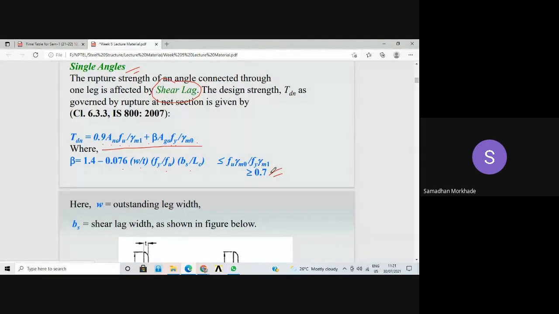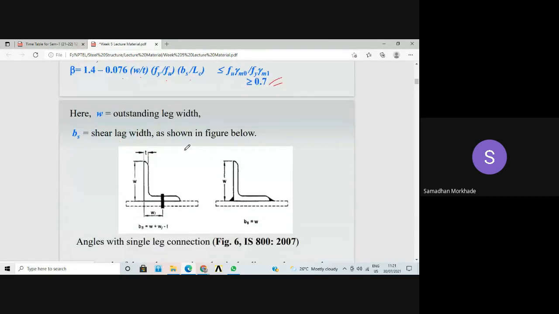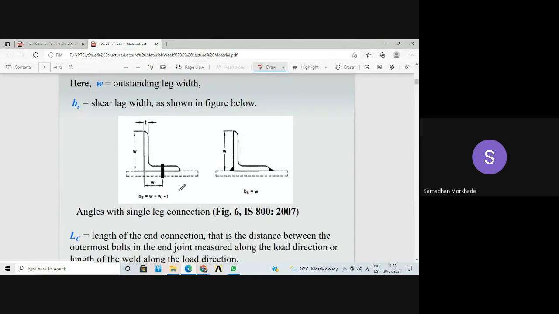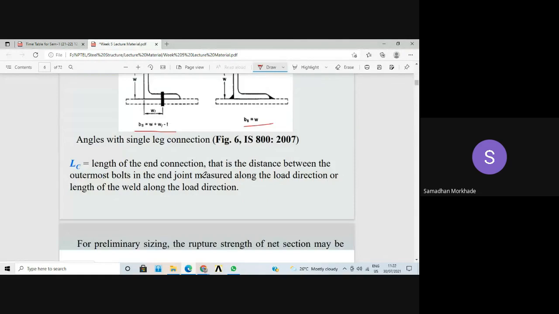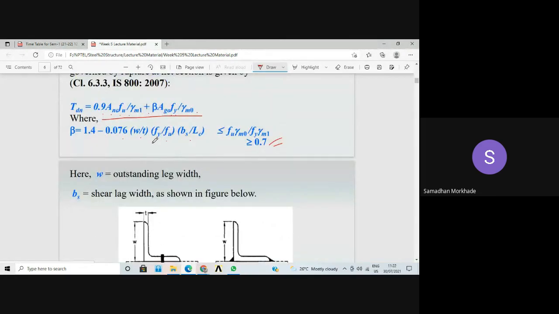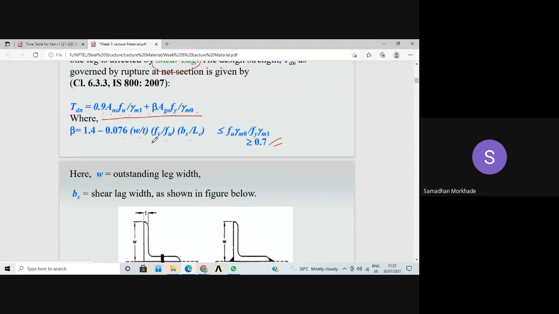If beta is less than 0.7, we take it as 0.7. If it is more than the upper limit, 1.44, we take the upper limit value. The shear lag width is calculated in one way for bolted connections and another way for welded connections. How to calculate the length of connection and the shear lag width, we discussed in yesterday's examples. We have also recorded it, so we have the recorded link too. You can go through that.